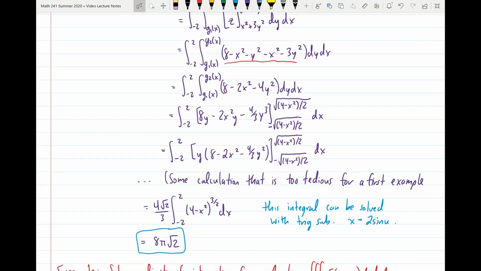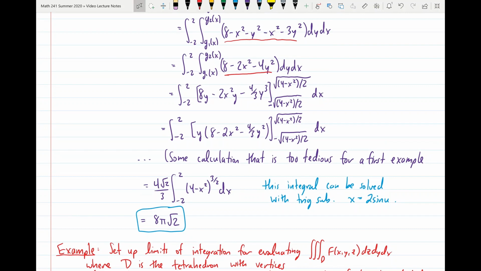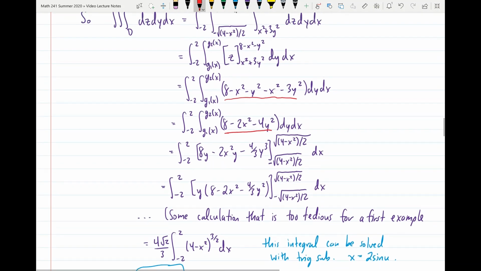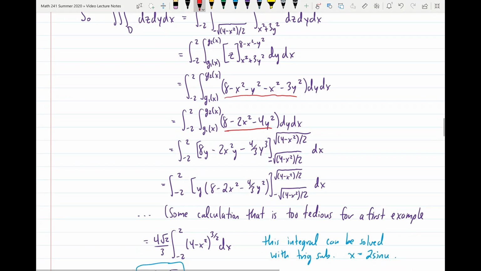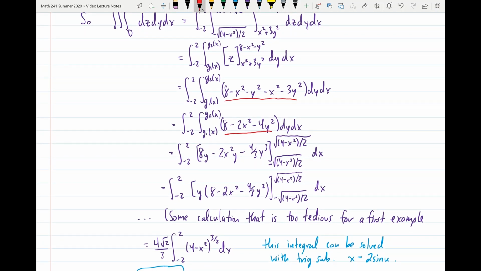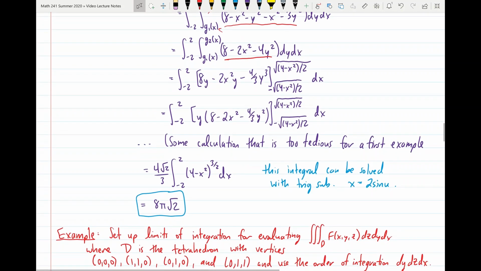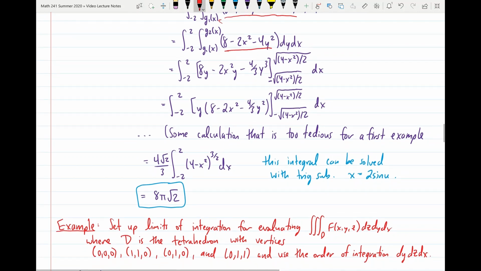We can combine some like terms to make it look a little bit prettier before we integrate a second time. And then we can move on to integrating with respect to y. So notice that instead of writing the square roots over and over again, I just decided to abbreviate those functions in x with g sub 2 of x and g sub 1 of x, just to make life a little bit easier. Okay, so we integrate 8 minus 2x squared minus 4y squared, and we get 8y minus 2x squared y minus 4/3 y cubed.